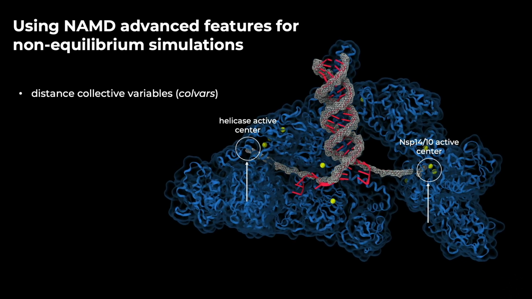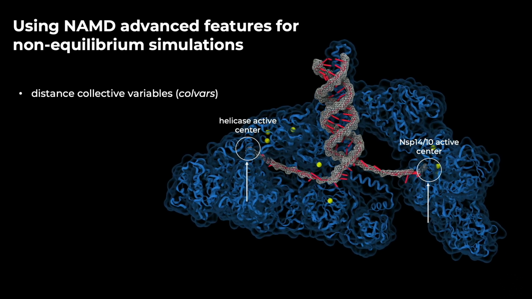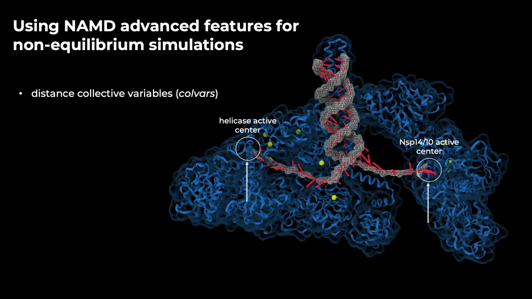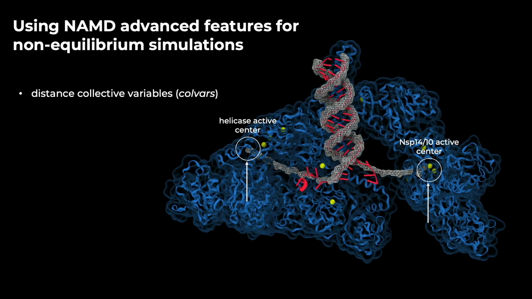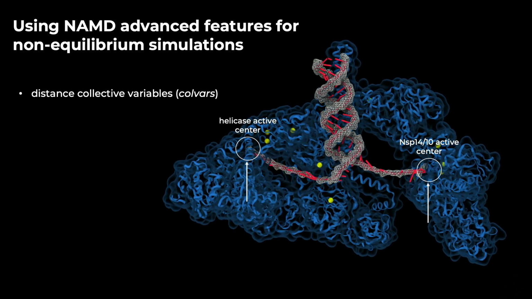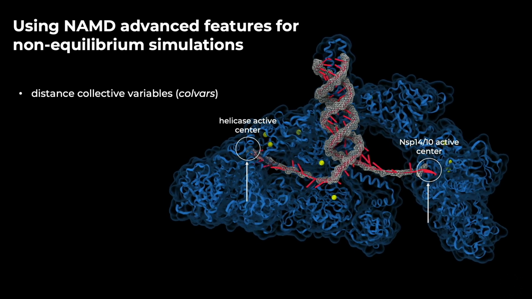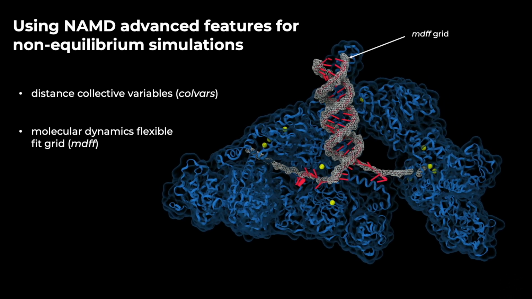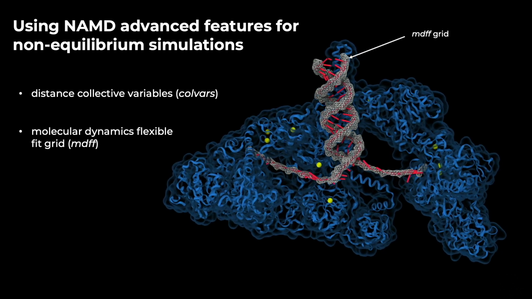We do, however, have information about the active centers, which act upon the RNA for proofreading, so we can use the advanced features of NAMD for non-equilibrium simulations to model this process to give insight into the path the RNA would take to reach these functionally relevant sites, as well as the conformational changes that are induced along the way in the protein.